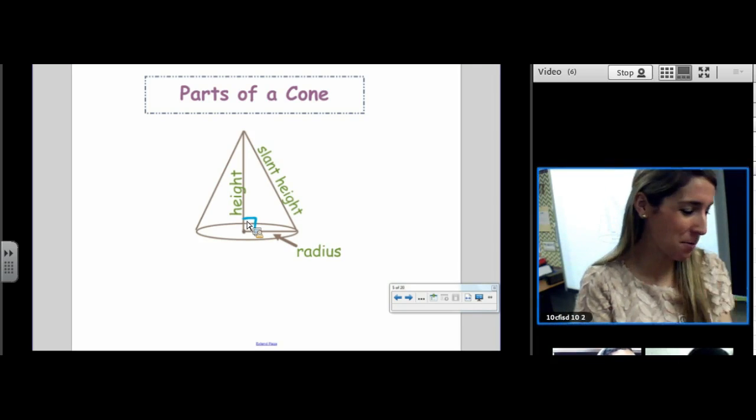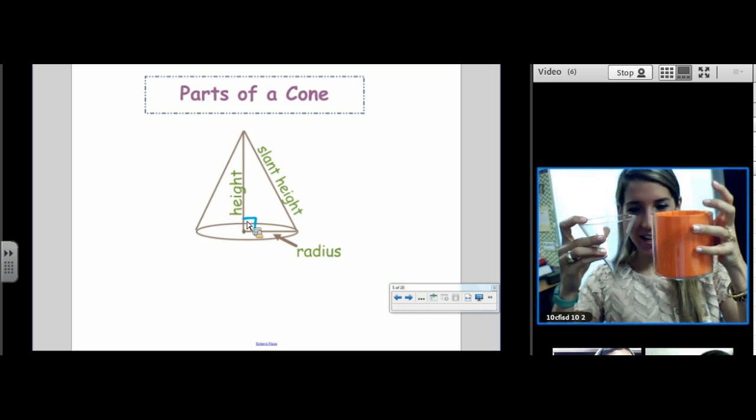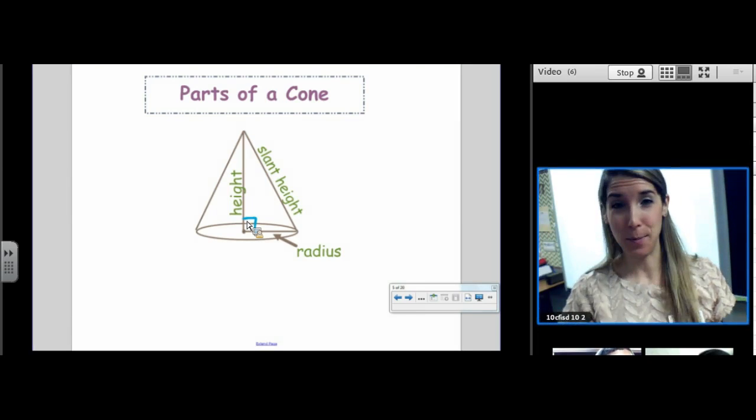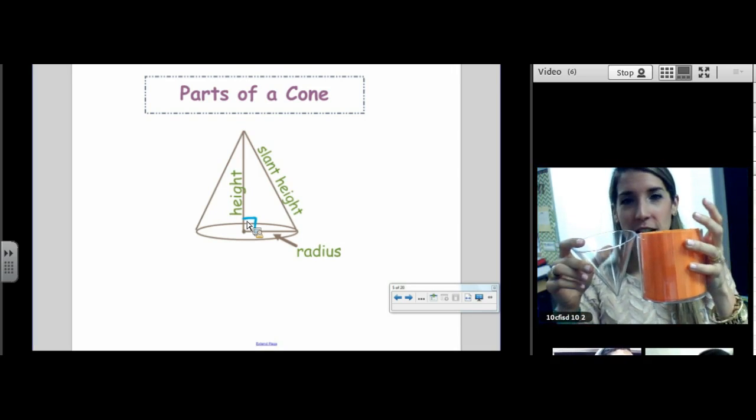I'm not going to pour any more water, thanks for asking, because we've already done the investigation. And you can trust me that if 3 pyramids fit into a prism, then 3 cones fit into a cylinder. You're going to trust me on that one.